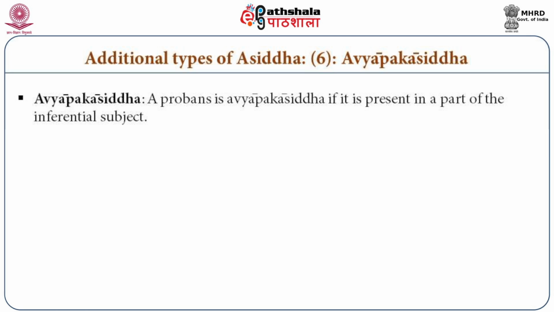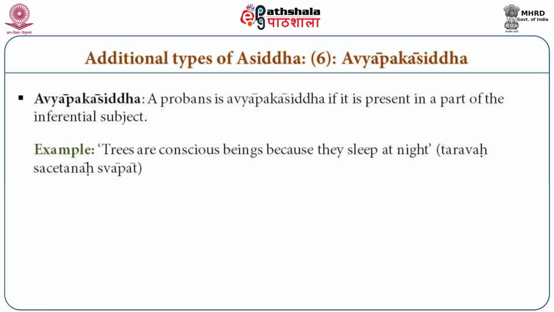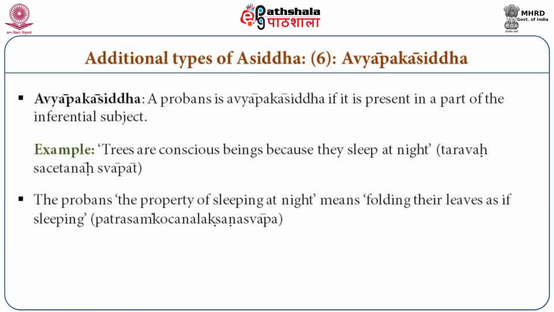A probans is Avyapaka Asiddha if it is present in a part of the inferential subject, not in the whole of the inferential subject. So, for example, somebody argues, of course it is the non-Buddhist who is arguing, that trees are conscious beings because they sleep at night. Taravah sachetanah swapat. Now here the probans, the property of sleeping at night, is understood as folding their leaves as if sleeping. So there is a variety of plants in which we can say that at night their leaves get folded, and that is as good as sleeping.